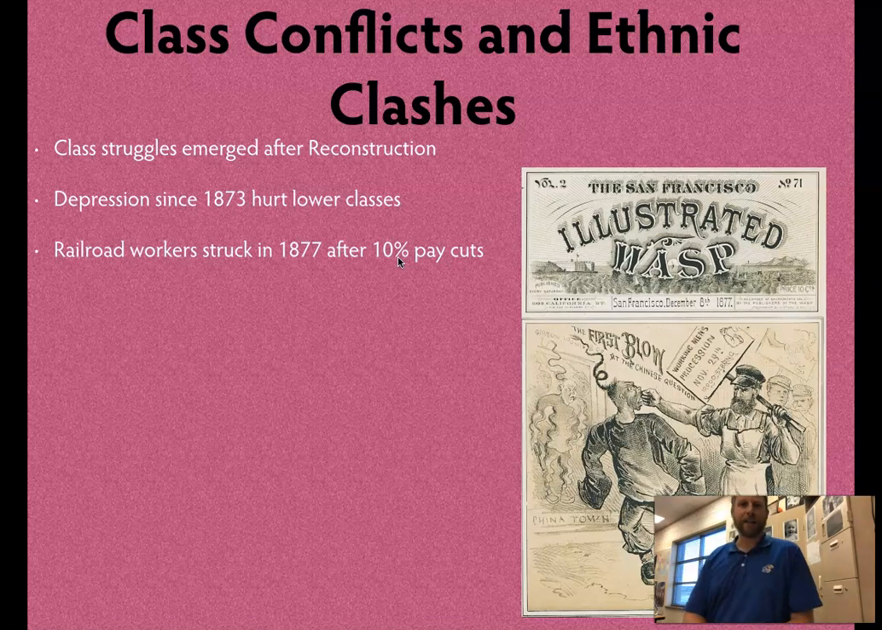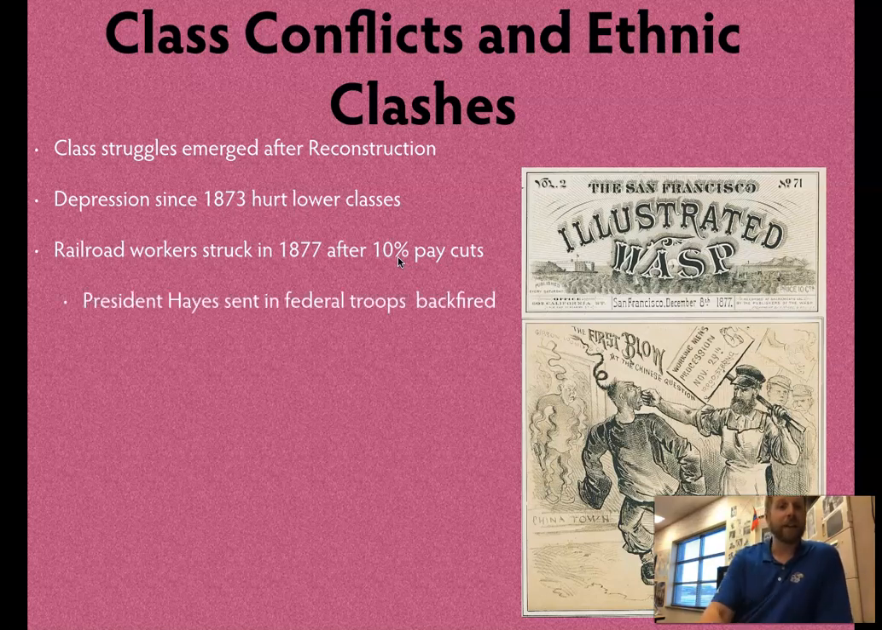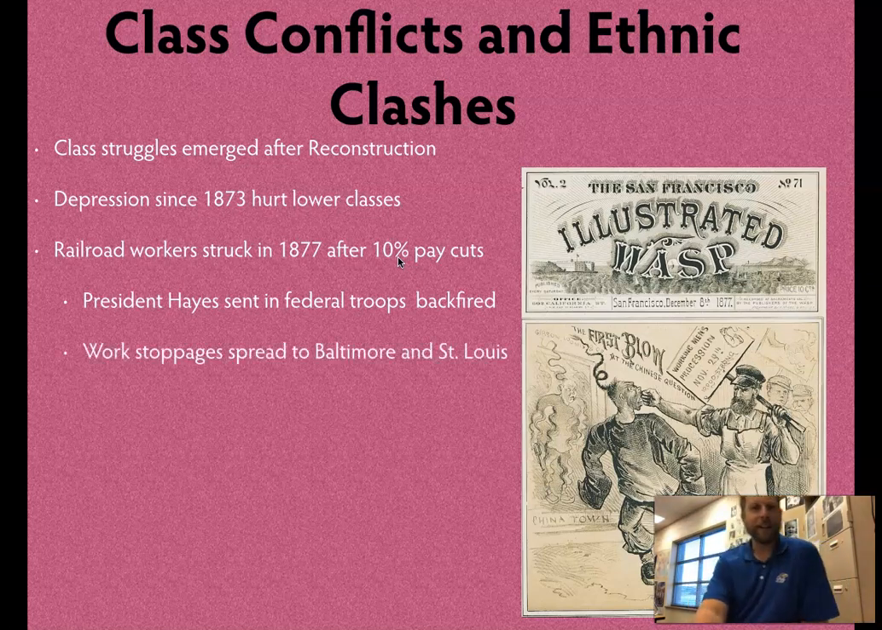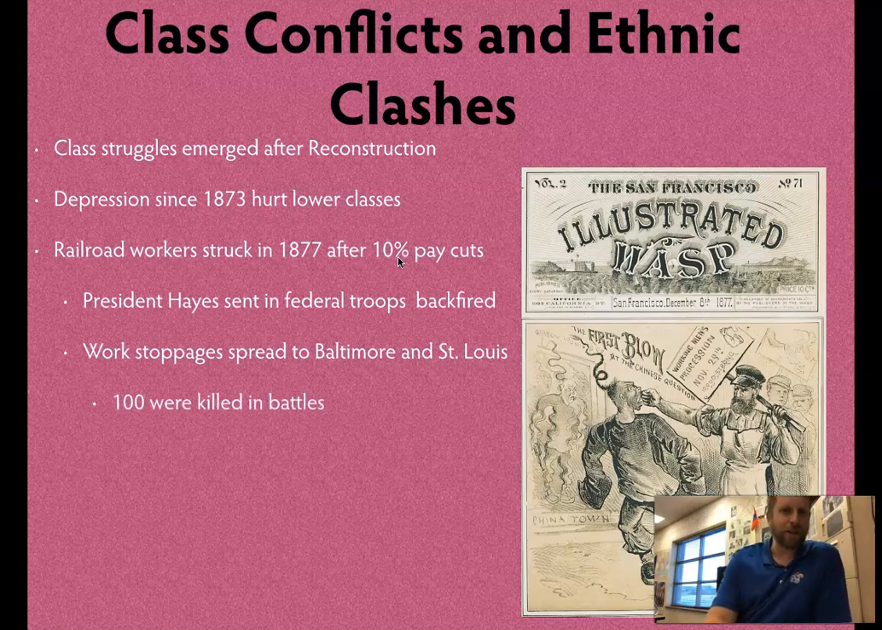Railroad workers struck in 1877 over a 10% pay cut. At that time, going on strike and being in a labor union, they weren't even sure if it was legal. In a lot of places, it was flat out illegal to do. And most Americans at that time equated strikes and unions with violence. President Hayes sent in federal troops to squash, or force the workers back into their employment. It backfired. There were also work stoppages that spread to Baltimore and St. Louis. Over 100 were killed in these labor battles between federal troops and workers, and it was very violent.